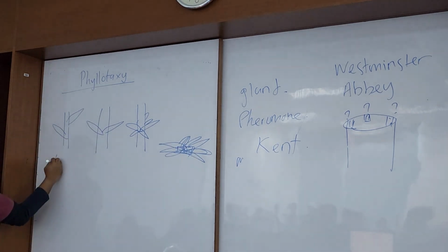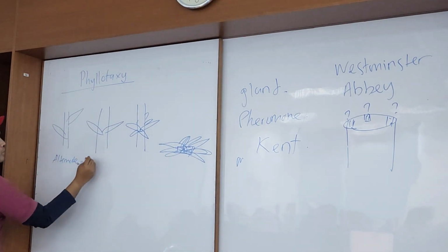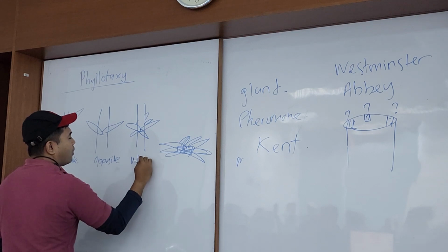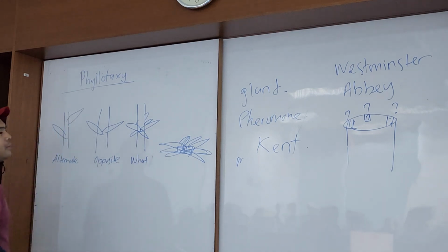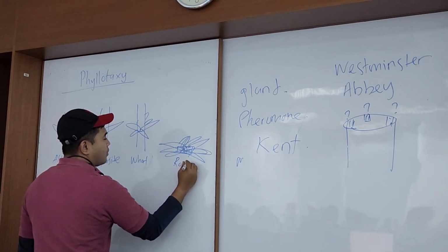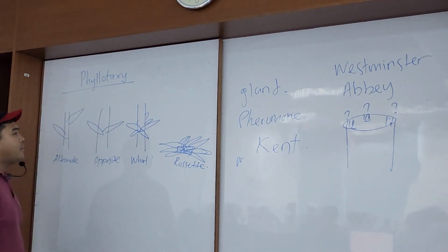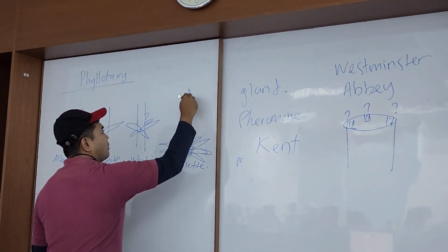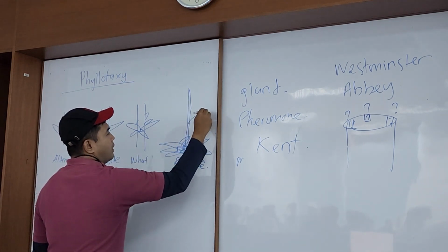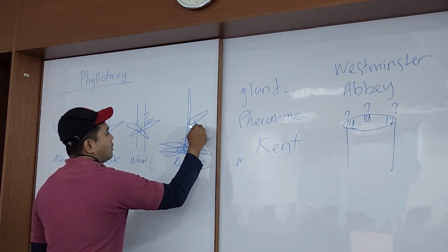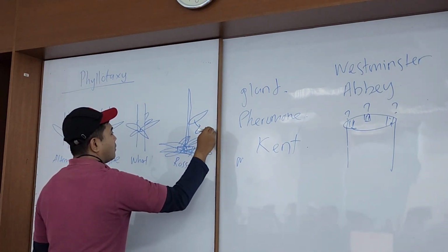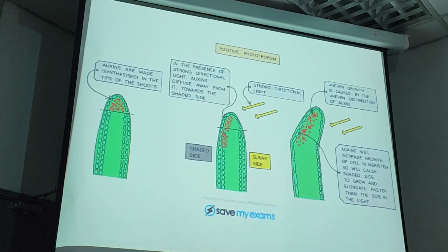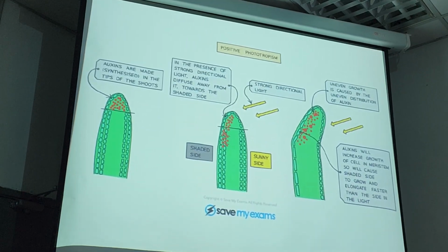What's this? Alternate. Whorl. Rosette. If your rosette suddenly has bolting, and then you've got your leaf here, this is called a cauline leaf. And you'll see in a bit. Right, so you should be familiar with this now.